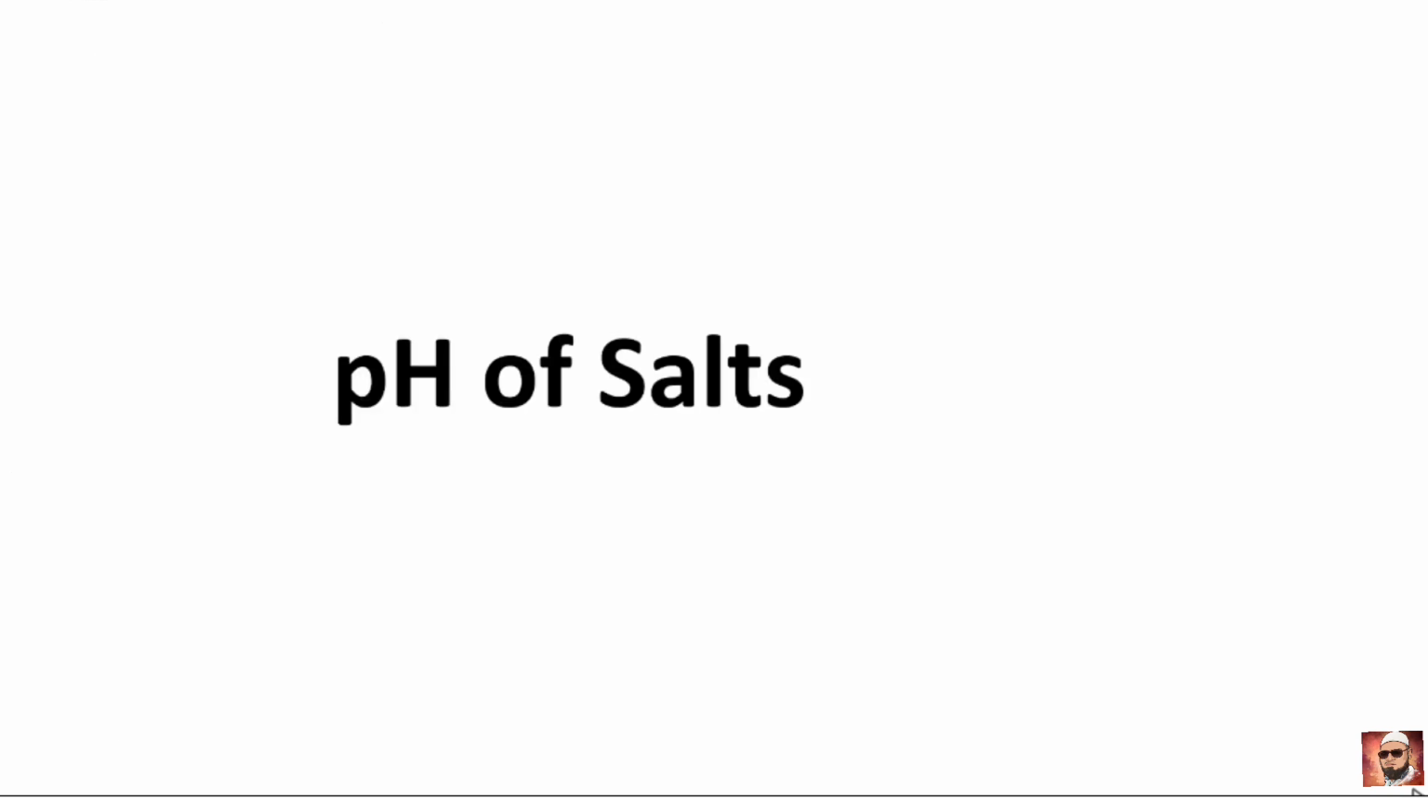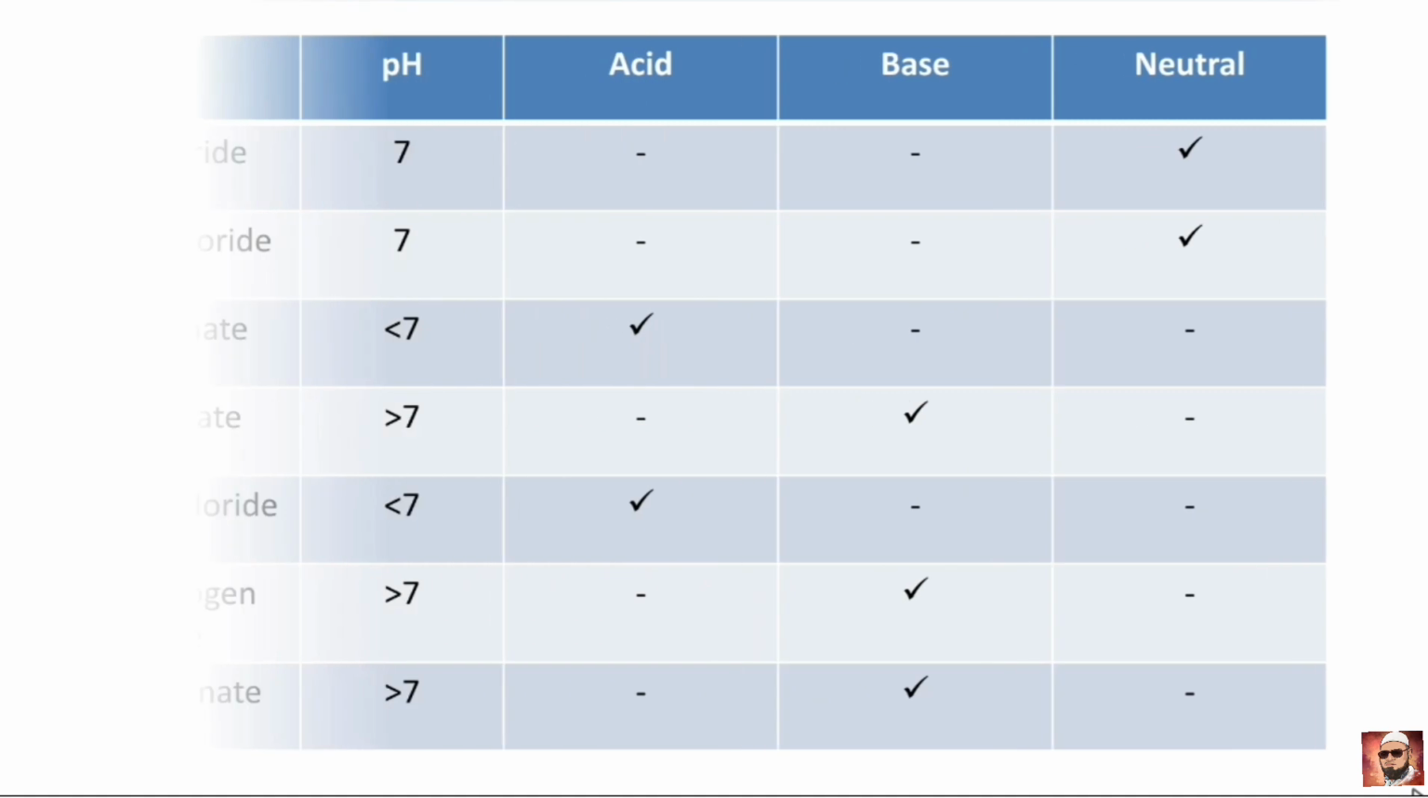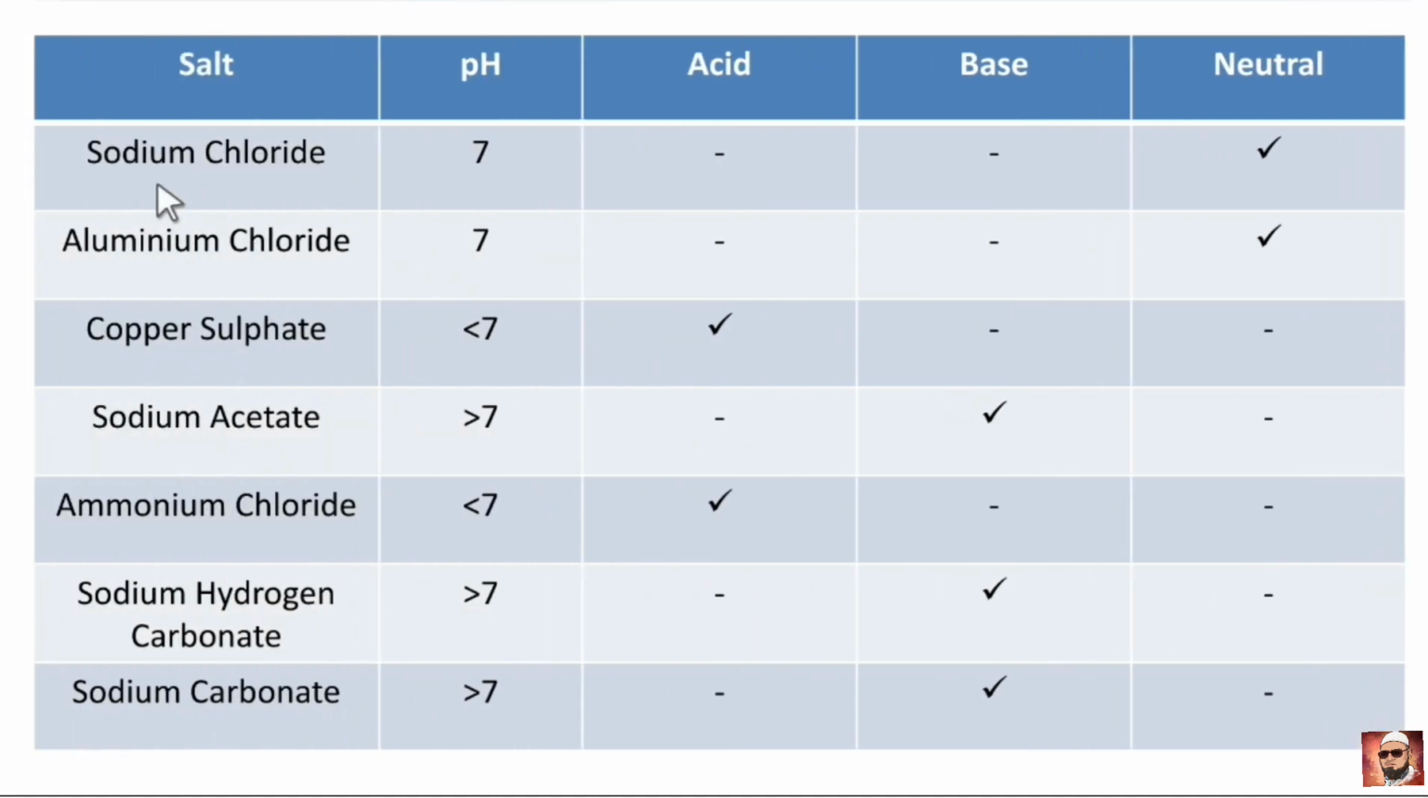pH of salts. Collect samples like sodium chloride, aluminum chloride, copper sulfate, sodium acetate, ammonium chloride, sodium hydrogen carbonate and sodium carbonate. Check the action of these solutions with litmus papers and find the pH using pH paper, that is, universal indicator. After that, you have to classify the acidic, basic or neutral salts.